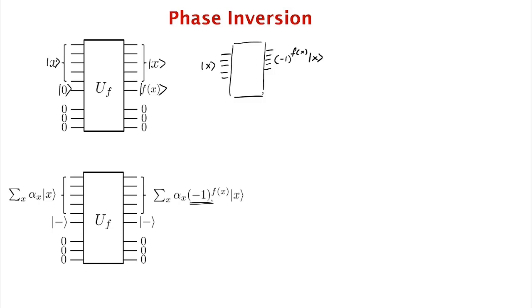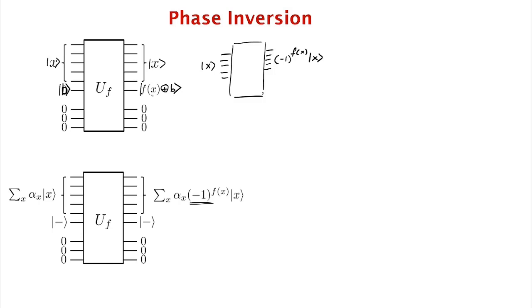Okay, to understand this, let's do one thing. Let's replace instead the 0 with the bit b. So b could be either 0 or 1. And now, what's the output? Well, the output is f of x exclusive OR with b. So if b starts off as 0, then the output is f of x. If it starts off as 1, then the output is the opposite of f of x. It's f of x exclusive OR with 1, so it's a negation of f of x.